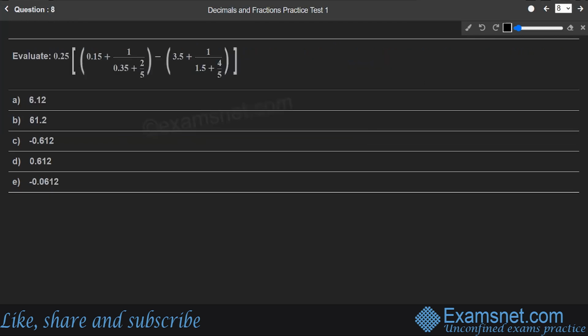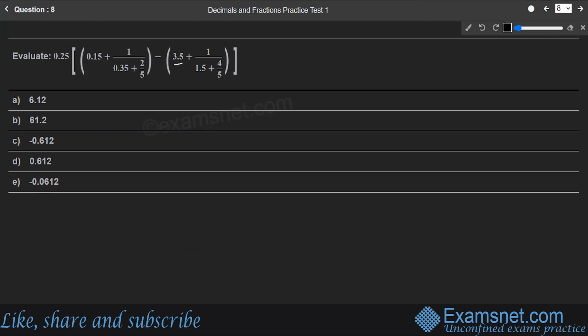Now, we are supposed to evaluate this particular expression: 0.25, then in brackets 0.15 plus 1 upon 0.35 plus 2 by 5, minus 3.5 plus 1 upon 1.5 plus 4 by 5. So we are clearly supposed to solve this question. So let us go one by one sequentially from left hand side to right hand side.